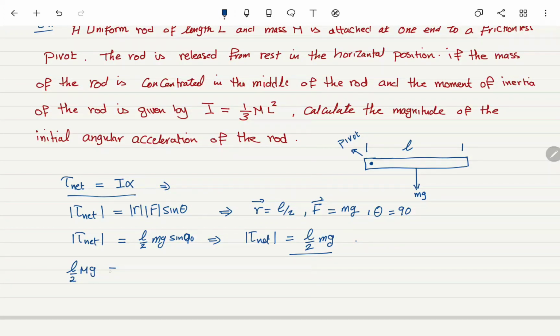You substitute this back into the equation, so L over 2 mg is equal to 1/3 mL squared times alpha. You simplify this equation, so the magnitude of the angular acceleration will be 3g over 2L.